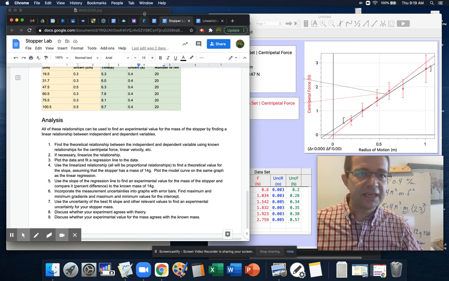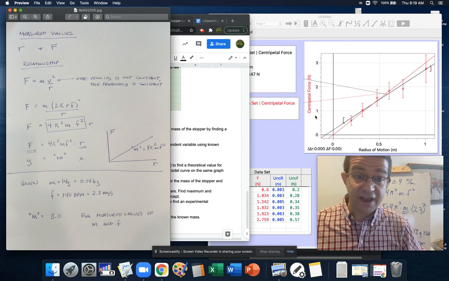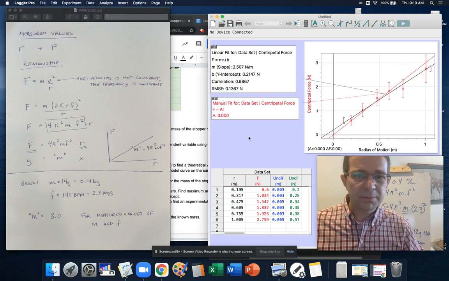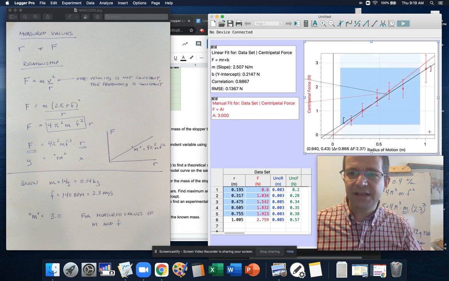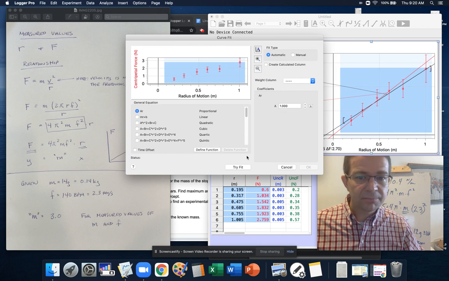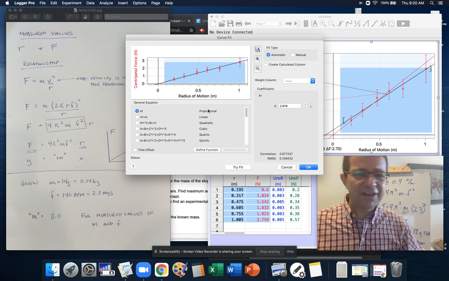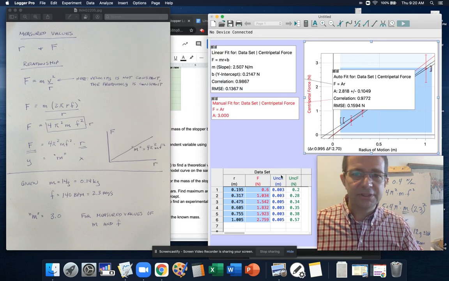So it does look like the model relationship that we have from theory, F is equal to 4 pi squared m f squared times the radius, fits very nicely. And the value of the slope, 2.5, is nearly consistent with what we find for the line of best fit. I might go one step further with this. Let's assume that we have a proportional relationship and fit the slope. So I could reselect this data and say, let's not fit it with a line, but do a curve fit that's just a proportional relationship and see what the fit is. When I do that, the value that fits to the data is 2.8, so even closer to what we were expecting of 3.